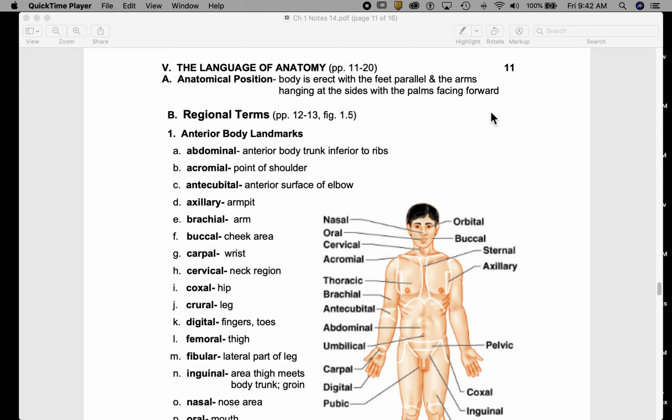Today we're going to do section 1.5 A and B. We're going to be discussing the anatomical position, what that means, and then going over the anterior and posterior regional terms. These are terms that everyone across the world basically has agreed to so that we all have a common language in healthcare. And when we're talking about the wrist area, we don't use the word wrist because that's different for everyone else in a different language. We use the carpal region.